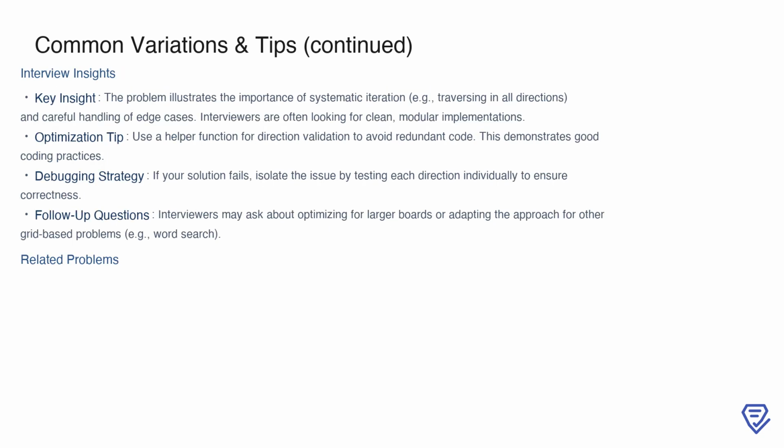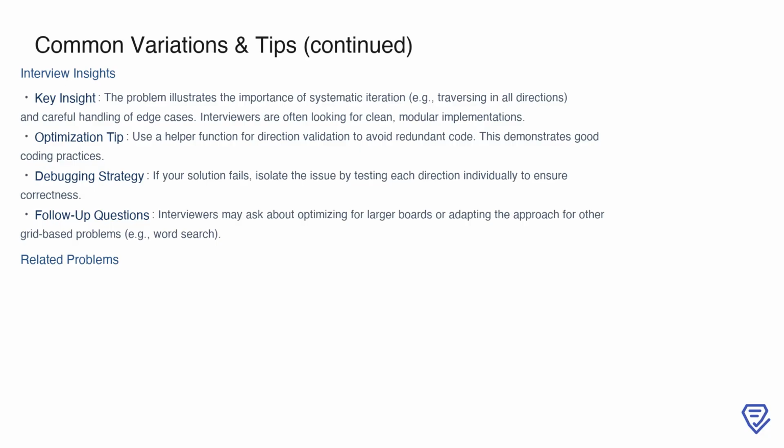This problem also provides some valuable insights for interviews. A key takeaway is the importance of systematic iteration, traversing all directions methodically and handling edge cases carefully. Interviewers typically appreciate clean, modular code, so consider using helper functions for direction validation to reduce redundancy. This demonstrates thoughtful design and good coding practices.